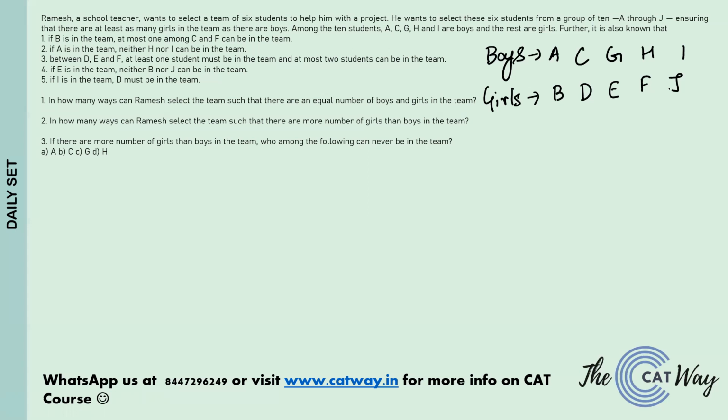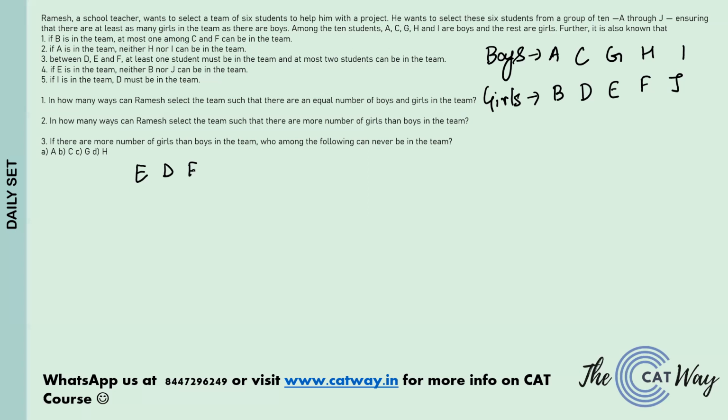If you take point 4 and say if E is in the team, then B and J cannot be in the team. If E is in the team, then B and J cannot be in the team. In that case, E, D, and F would be the 3 girls in the team. Now this case is not possible because of condition 3 that has been given, that out of D, E, F, at least one student has to be there in the team, and at most 2 students can be there in the team.